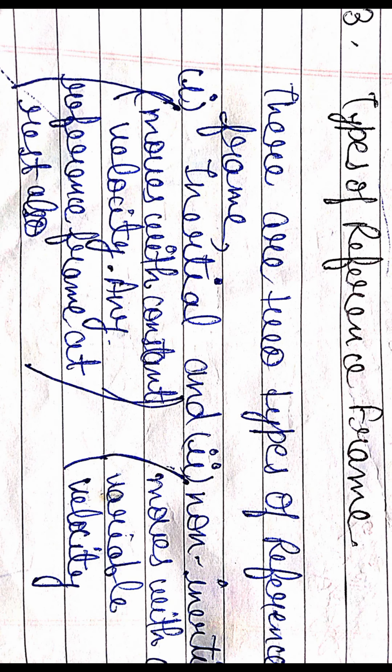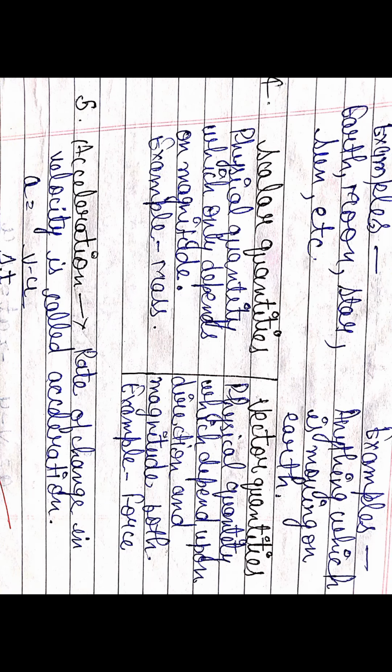Now some types of reference frame. There are mainly two types of reference frame, inertial and non-inertial. Inertial frame is the one which moves with constant velocity. We can say it is also any reference frame at rest. Now non-inertial frame moves with a variable velocity. Examples of inertial frame are Earth, Moon, Star, Sun. Examples of non-inertial frame are anything which is moving on Earth.